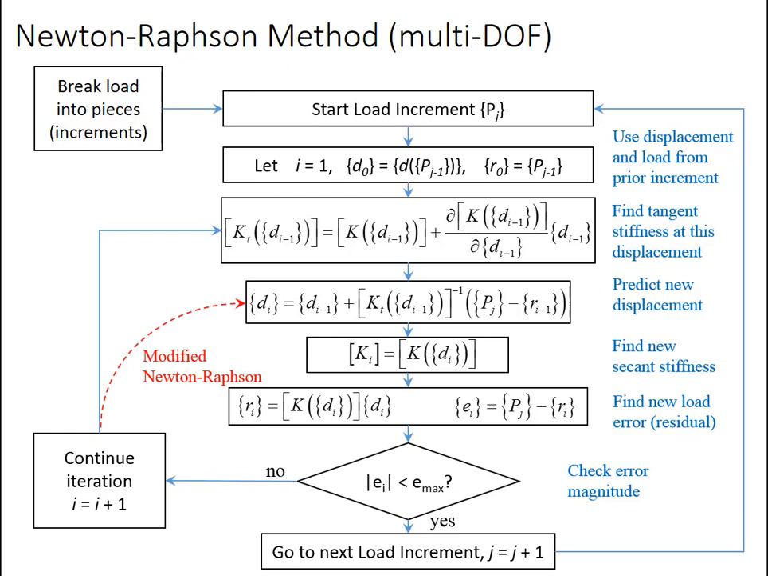And again, just like with the 1 degree of freedom, modified Newton-Raphson cuts out the calculation of the tangent stiffness. That's a pretty big calculation, so that's a huge time savings in terms of the FEA, but it can be somewhat unstable.